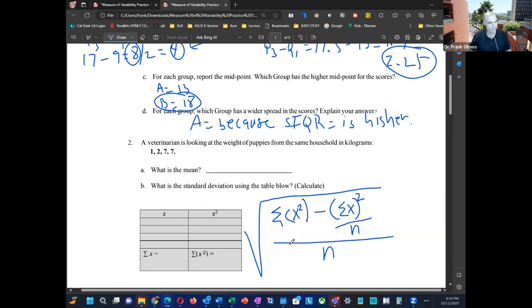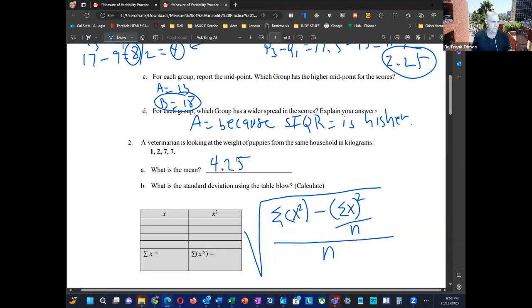All right, question 2. Veterinarians looking at the weight of puppies from the same household in kilograms. What is the mean? All right, everybody, your turn. 1 plus 2 plus 7 plus 7 total divided by 4. What do you get? Put it in the chat. All right, seeing some answers already. Thank you. All right, 4.25. Very good.